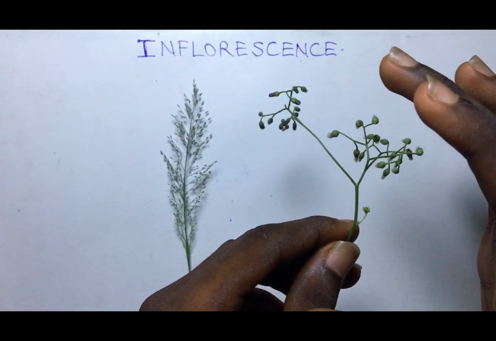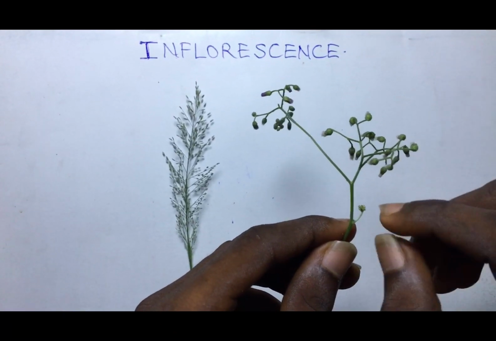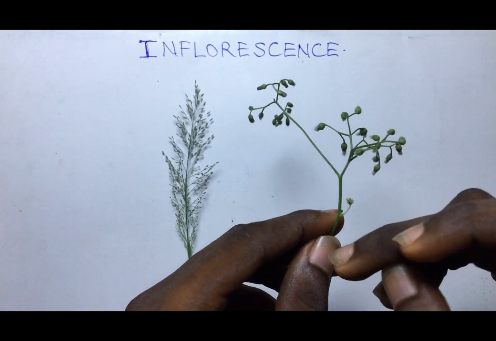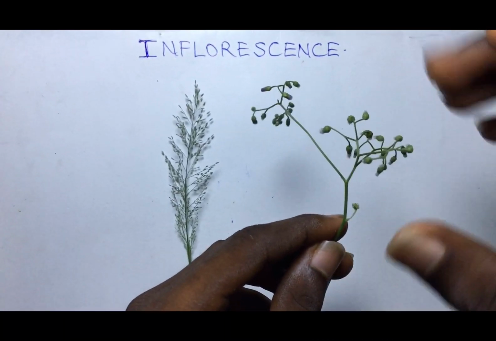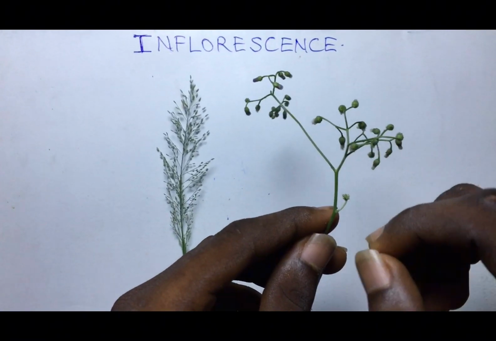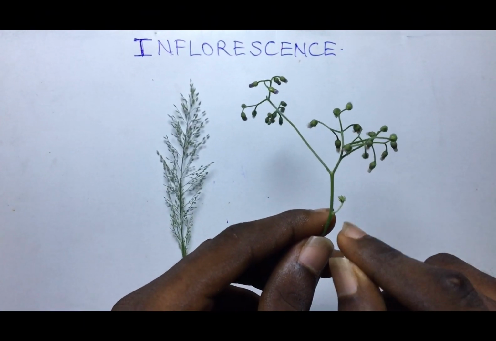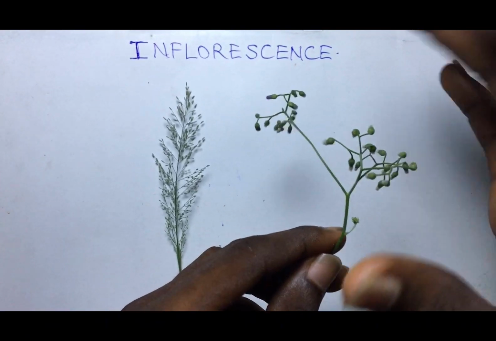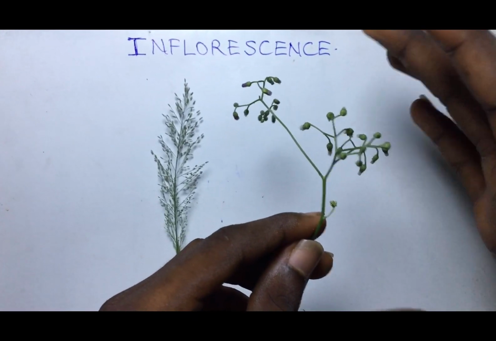So in a flower now, you have two peduncles. The first peduncle is this stem that is supporting all the group or clusters of flowers called the inflorescence, while the second peduncle is like a stalk that is holding the flower that is not part of the inflorescence, which is called the solitary flower.